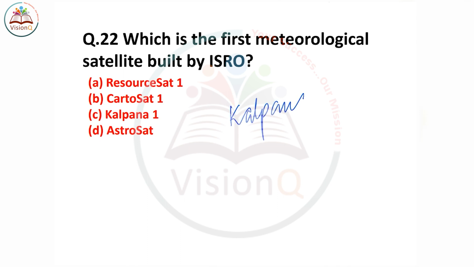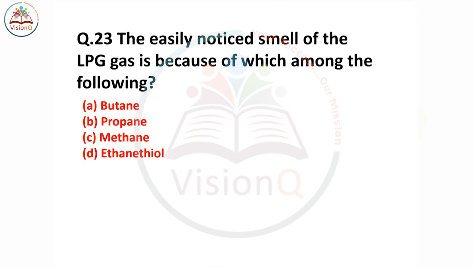A very important question from examination point of view. Named after Kalpana Chawla, the first meteorological satellite built by the Indian Space Research Organization is the Kalpana 1. The answer will be option number C, Kalpana 1. Next question, question number 23.